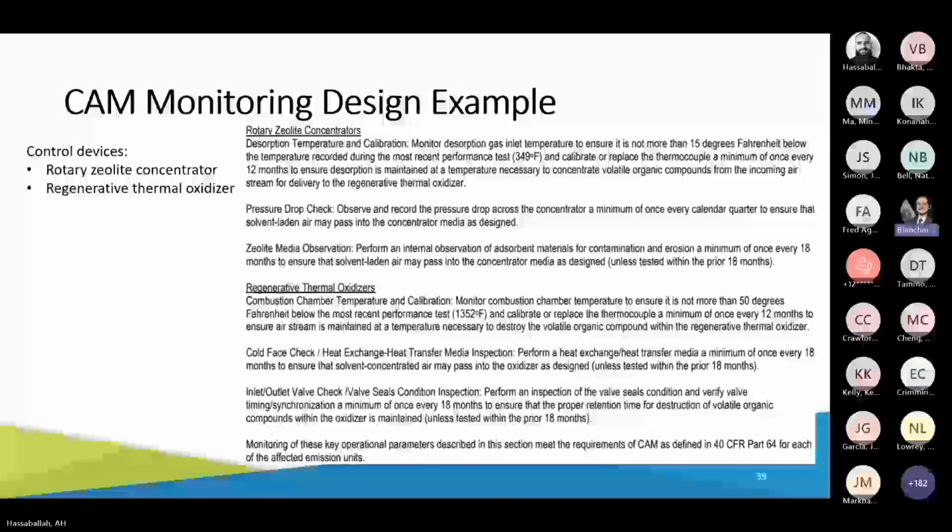And basically it covers very thoroughly how to maintain this control device to make sure that the measuring devices that are measuring with regards to the indicator range that we have for CAM here are maintained as well, so that any variability in the operations will be noticed and should be responded to as soon as possible, and that the indicator range values are based off of a most recent performance test, which should be indicative of proper compliance with the emission limit set.